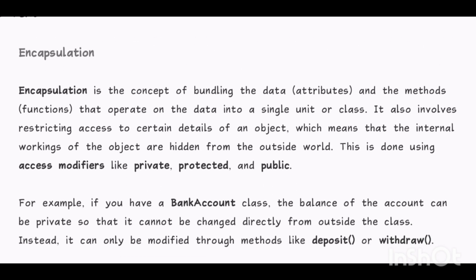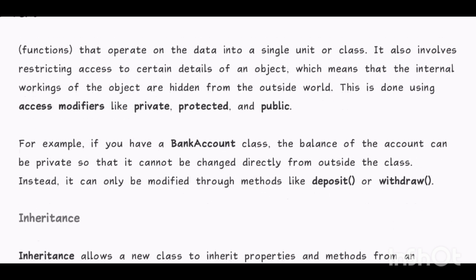Encapsulation. Encapsulation is the concept of bundling the data (attributes) and the methods (functions) that operate on the data into a single unit or class. It also involves restricting access to certain details of an object, which means that the internal workings of the object are hidden from the outside world. This is done using access modifiers like private, protected, and public. For example, if you have a bank account class, the balance of the account can be private so that it cannot be changed directly from outside the class. Instead, it can only be modified through methods like deposit or withdraw.